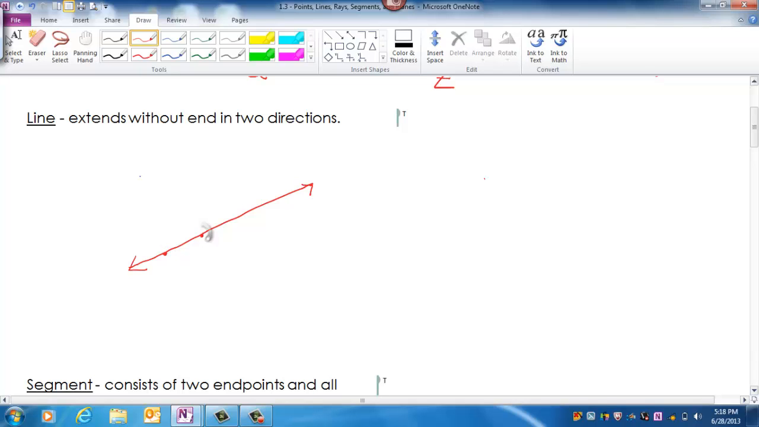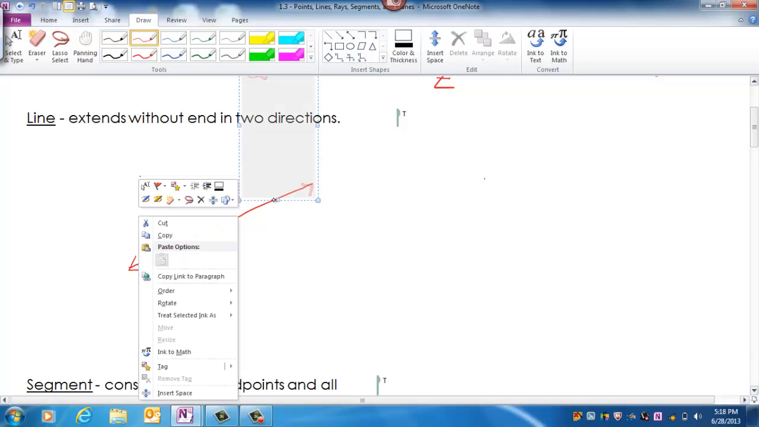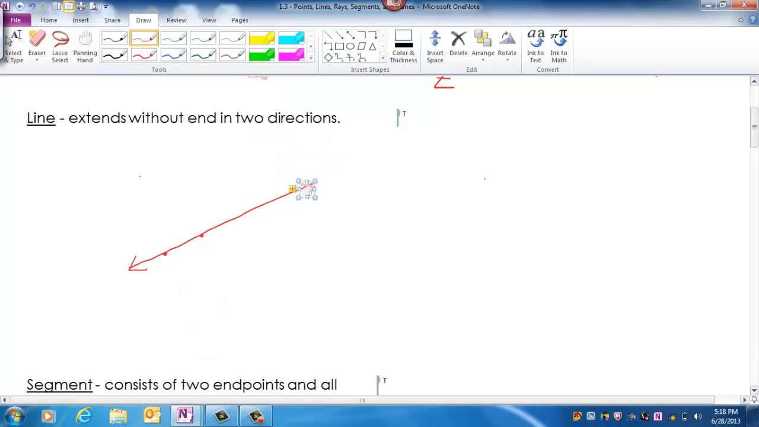But we can actually specifically put a few points on this line. So let's say this is point L, this is point I, this is point N, and this is point E. All those points are on the same line. So then to describe this line or name this line, you need to just come up with 2 points on that line to name it.